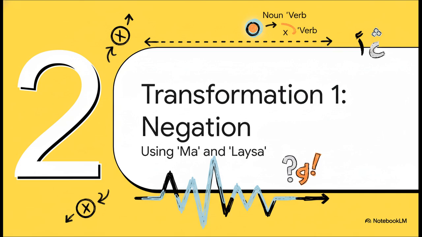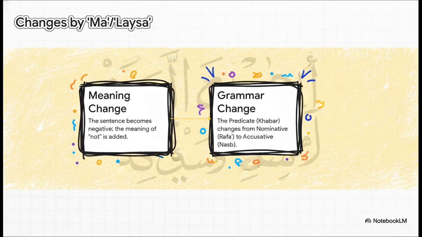Okay, baseline established. Now, let's throw a wrench in the works. We're going to introduce our first set of game-changing particles, ma and Laisa. Their whole job is to flip a statement from a yes into a no. And these little words are just so cool because they do two things at once. First, and this is the obvious one, they change the meaning to not. But the really clever part is the grammatical shift. They don't touch the subject at all. Instead, they go right for the predicate, the khabar, and they knock it out of its default rafa case into a brand new one, the accusative case, which we call nasb.